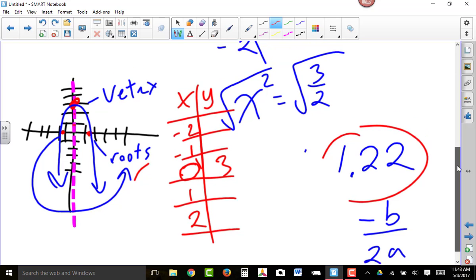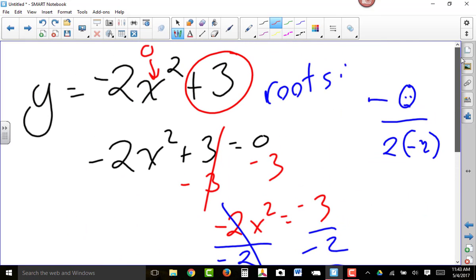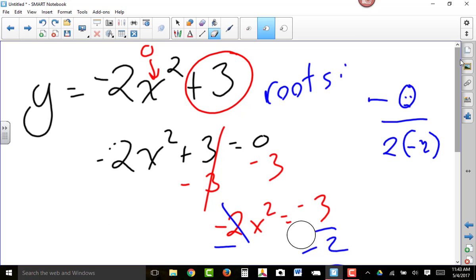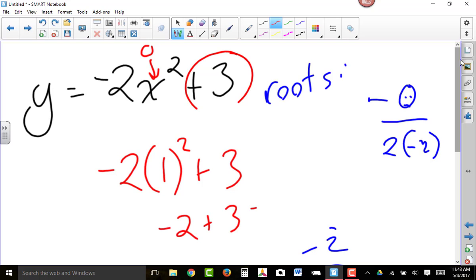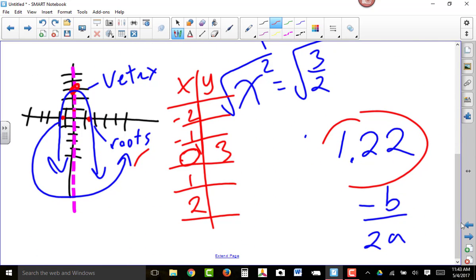And so if I plugged in 1 on that, I haven't left myself a lot of space. It would be negative 2 times 1 squared plus 3. 1 squared is 1. Times negative 2 is negative 2. Negative 2 plus 3 is positive 1. And because these are mirror images of each other, if I know this one is 1, then this one is also 1. Is everybody okay with that?